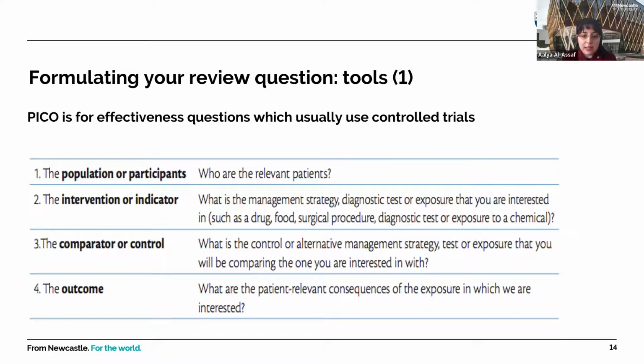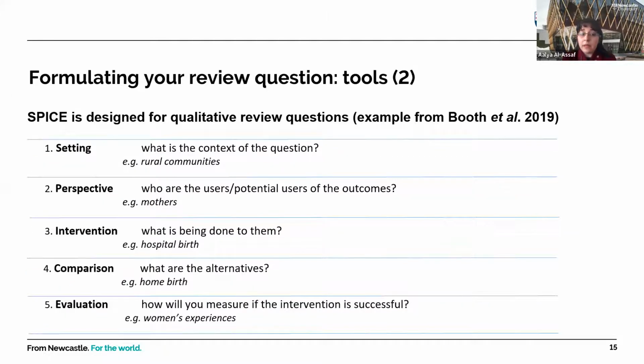Okay, next slide, please. There is another tool, which is called the SPICE tool, designed for qualitative review questions. So if you are doing a review on qualitative studies, you would use this framework. The S stands for setting. What is the setting? Is it in a certain country? Is it in a certain community, for example, rural communities, or is it in a hospital setting?